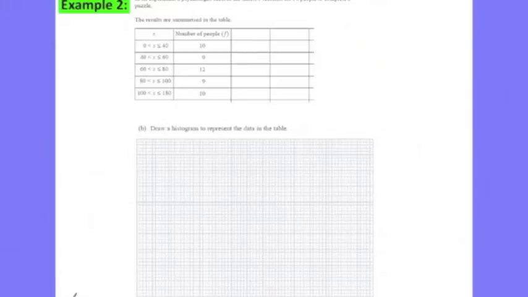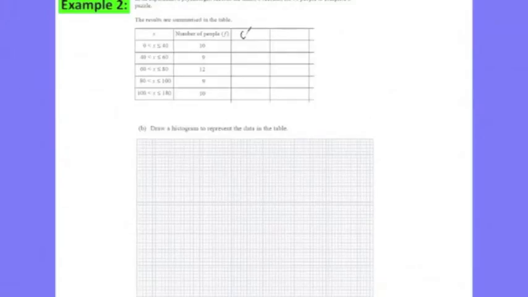Example number 2. In an experiment, a psychologist records the times, X seconds, for 50 people to complete a puzzle. We're asked to use this information to draw a histogram. A histogram is used for continuous data. You can see here that we have class intervals. We have X less than or equal to 40 but greater than 0, and we have 10 people for this frequency. We have some columns here we'll be able to use to help us.